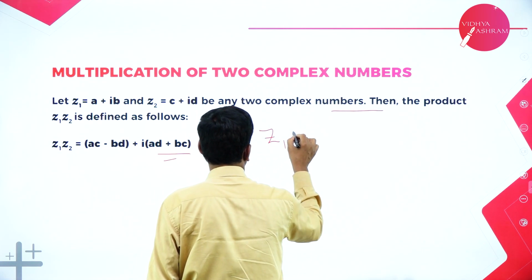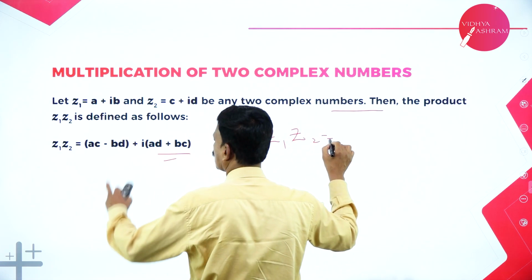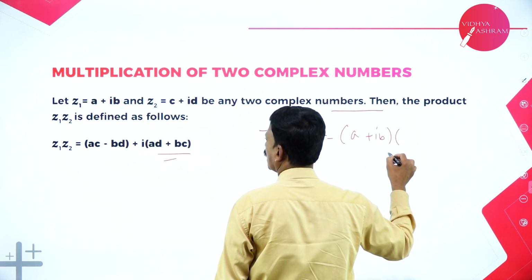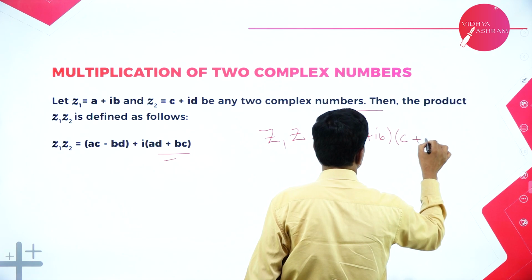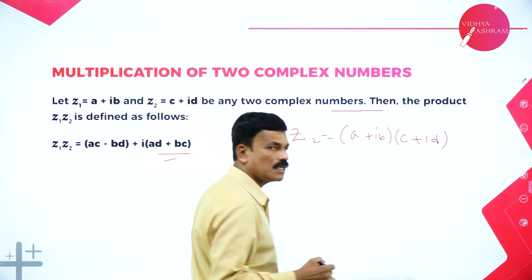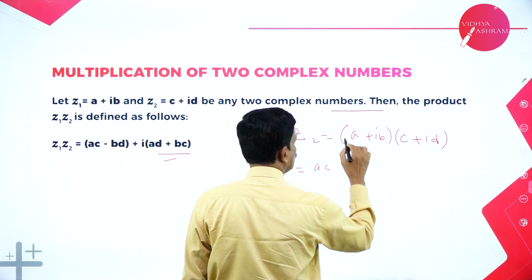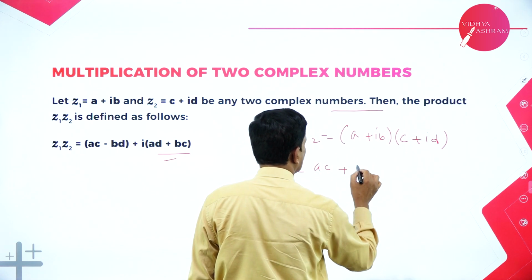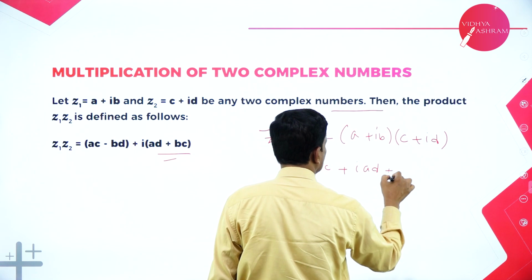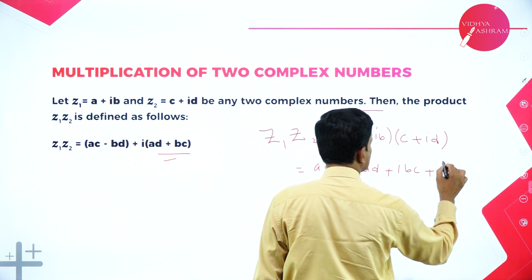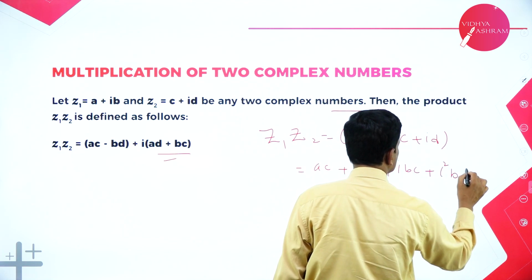So what is Z1 into Z2? The complex number Z1 is nothing but A plus i into B and the complex number Z2 is C plus i into D. Just multiply it. So this is A into C plus i into A into D. Again i into B into C plus i into i is i square, B into D is BD.